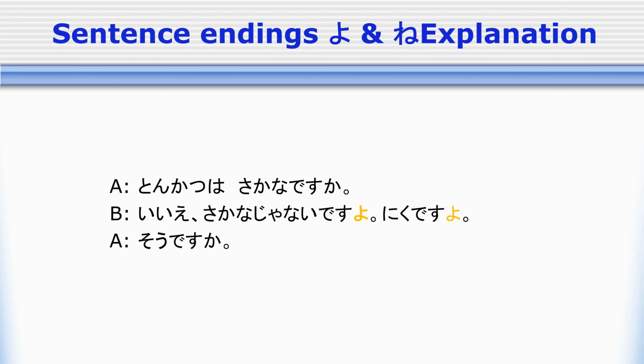So let's take a look at a sentence here. とんかつは魚ですか? So, とんかつ, one of the vocab words that Genki introduces in this chapter, is a kind of pork dish in Japan. とんかつは魚ですか? Is とんかつ fish? いいえ、魚じゃないですよ. No, it's not fish. 肉ですよ. そうですか.